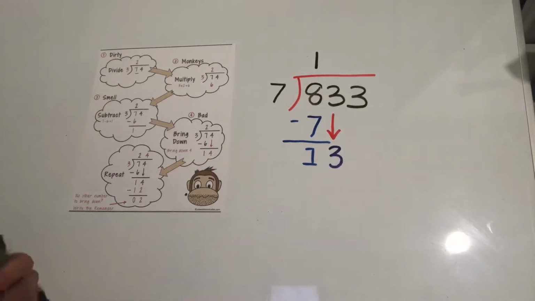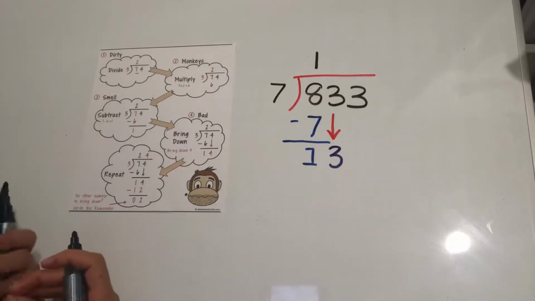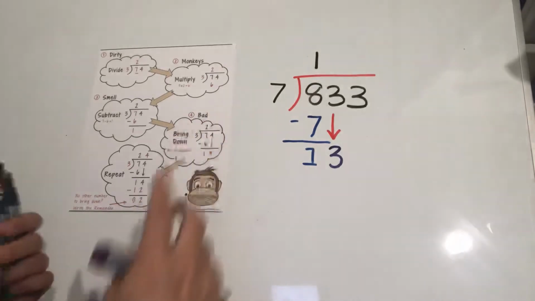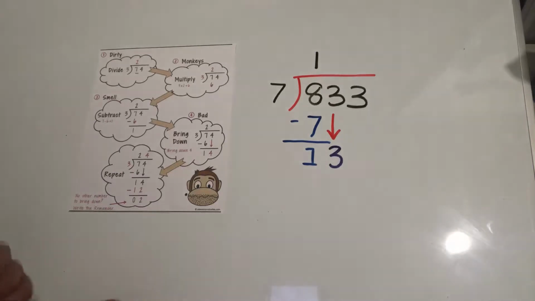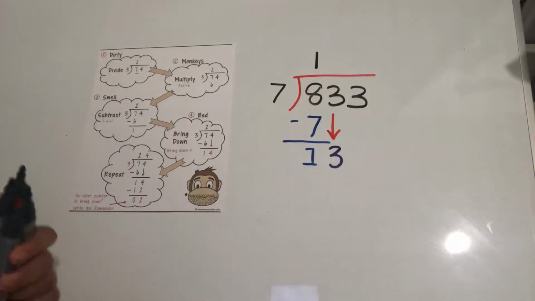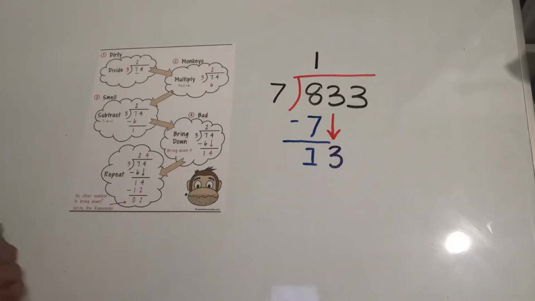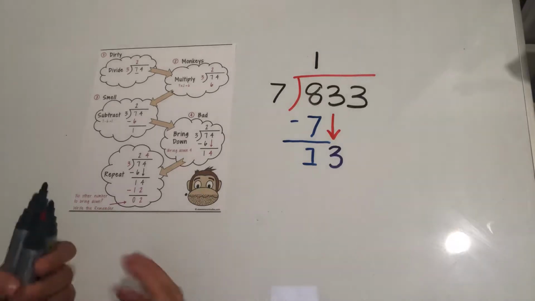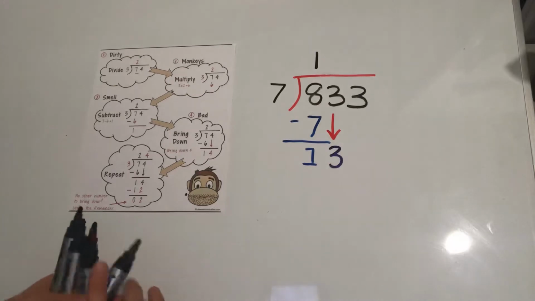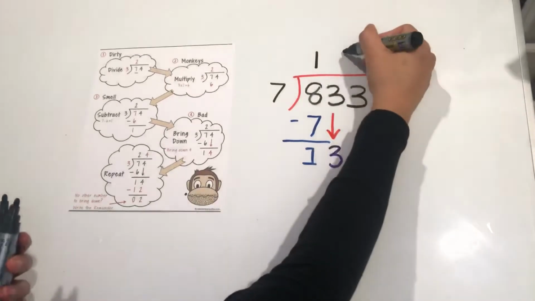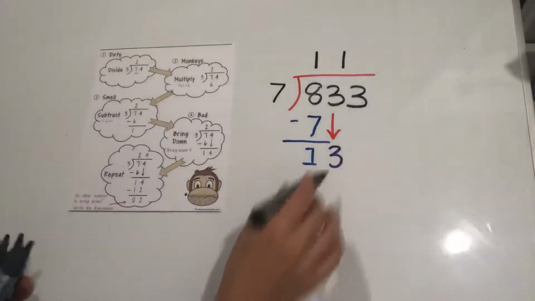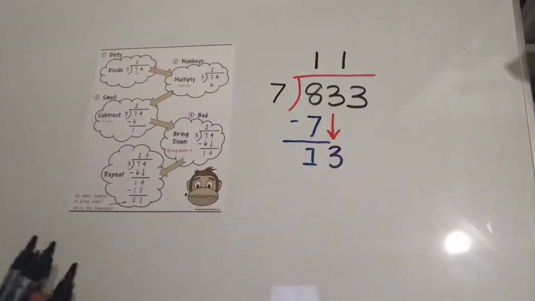Can we share 13 tens among 7? So ask yourself, 7 times what is 13 or as close as 13? So I know 7 times 1 is obviously 7. If I do 2 times 7, so 2 groups of 7, it's 14, so it's too large. So 7 can only go into 13 tens once. So I'm going to write my 1 at the top in my answer in line with the digit I was working with.